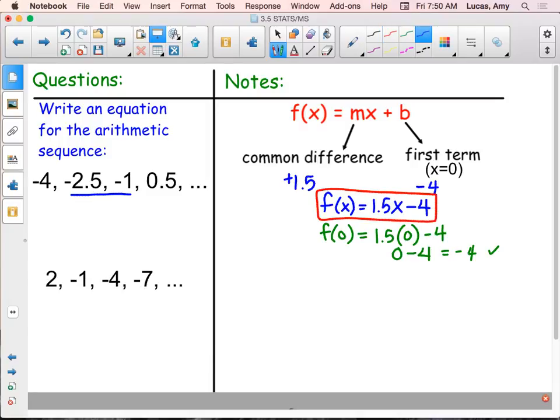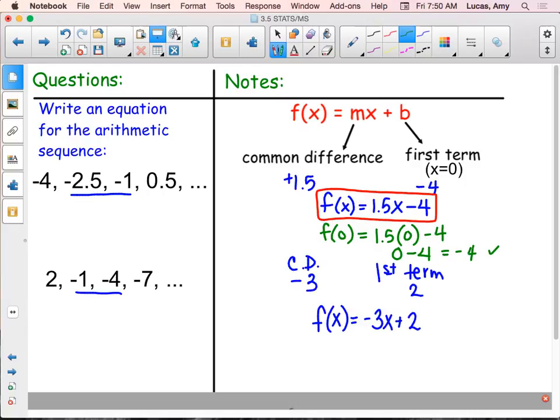The last one, 2, -1, -4, -7. If I compare two consecutive terms, -1 to -4, it's getting smaller, so my common difference is going down 3. My first term on this one is 2. So f of x equals -3x plus 2.